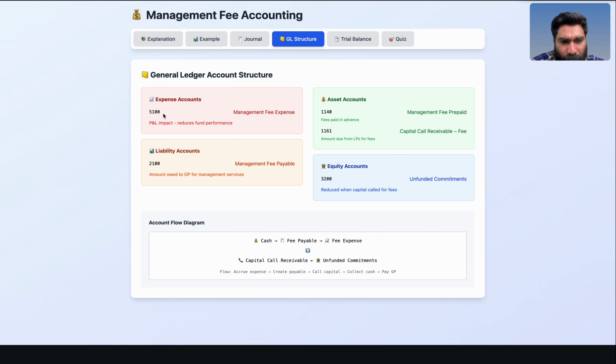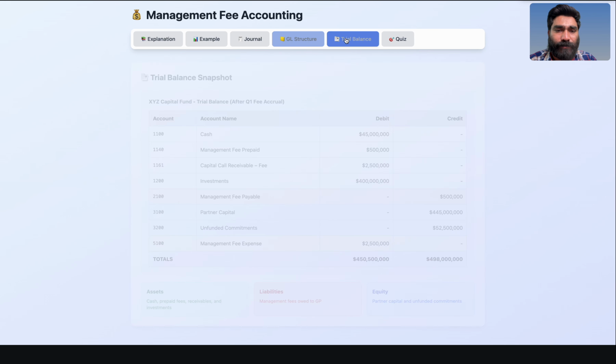Then the unfunded commitment, of course, reduces when the capital call for fees is made, and you might see an impact on the equity capital account as well. So if I quickly look at the flow: cash, of course, payable and expense. Capital call receivable you can link with unfunded commitment, and accrue the expense, then create payable. Call capital means initiate capital call, collect cash and pay to GP. This is how you can see the flow in short.